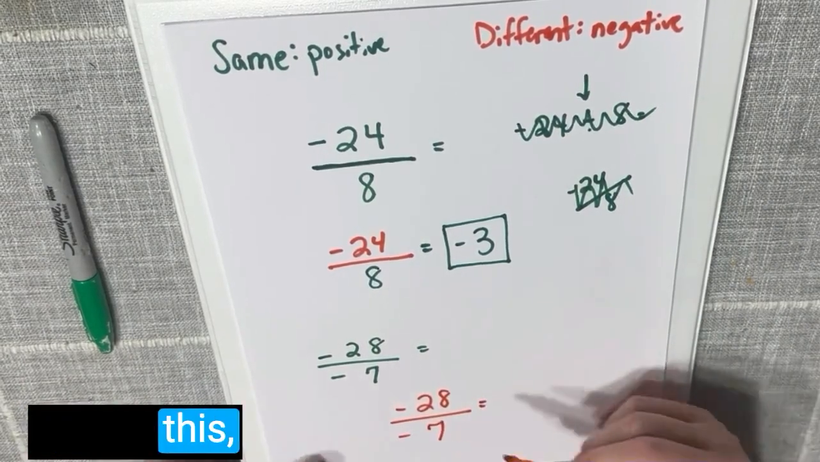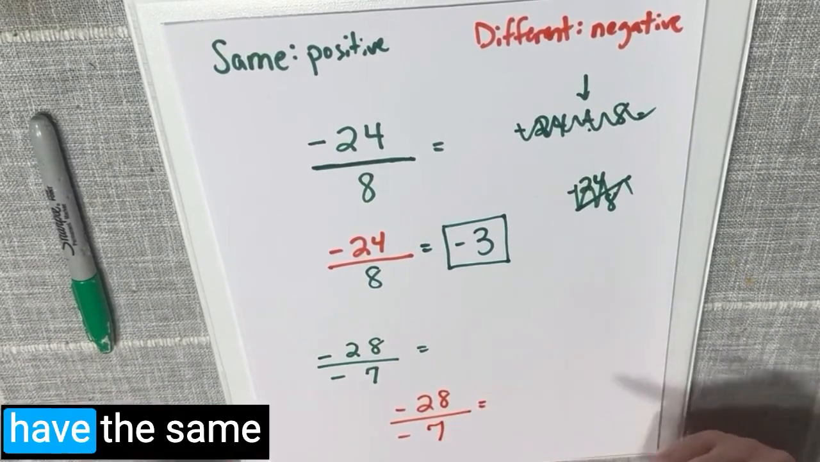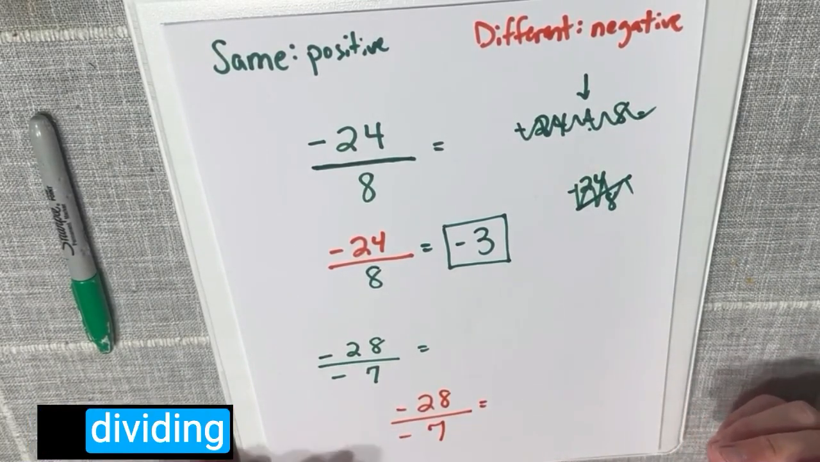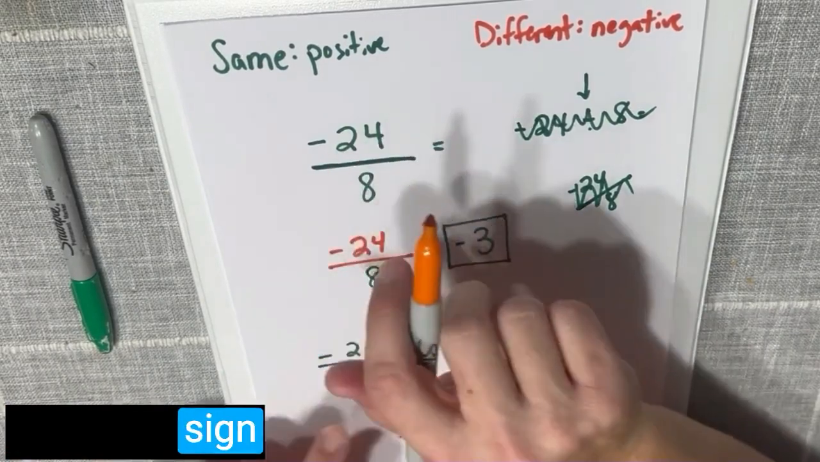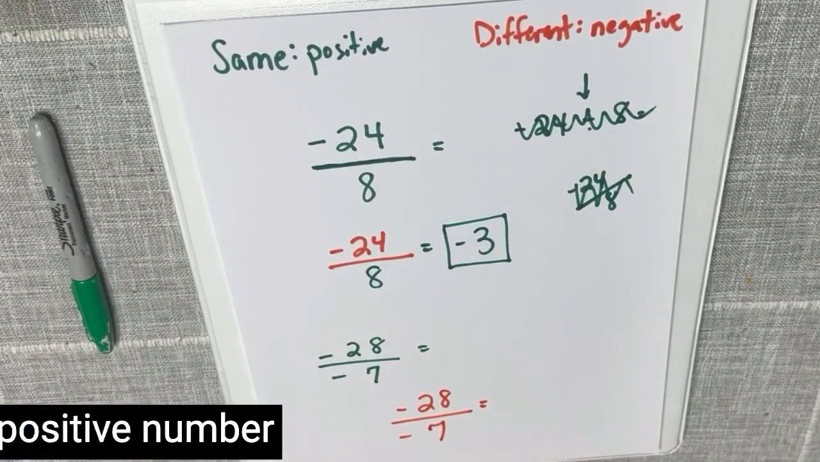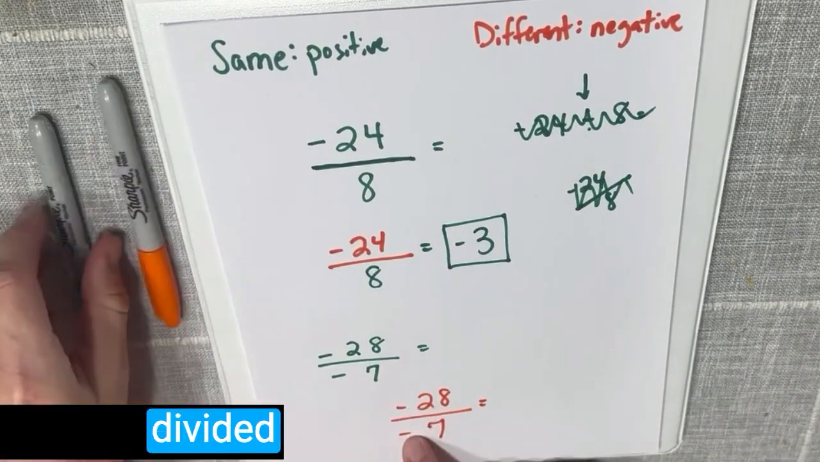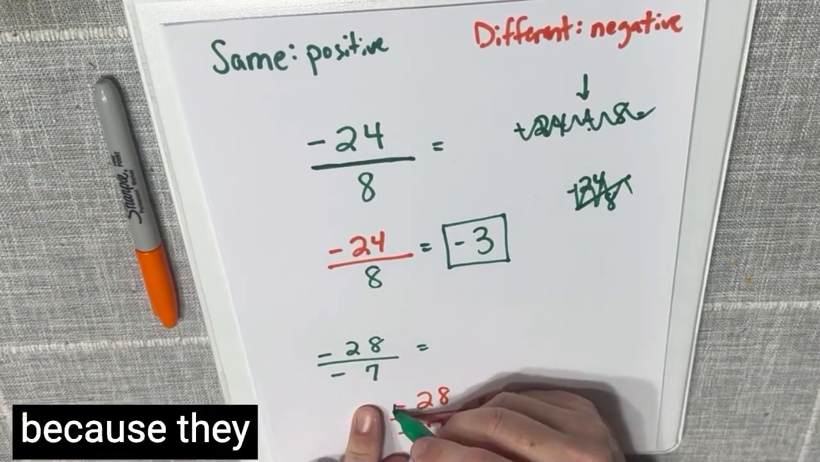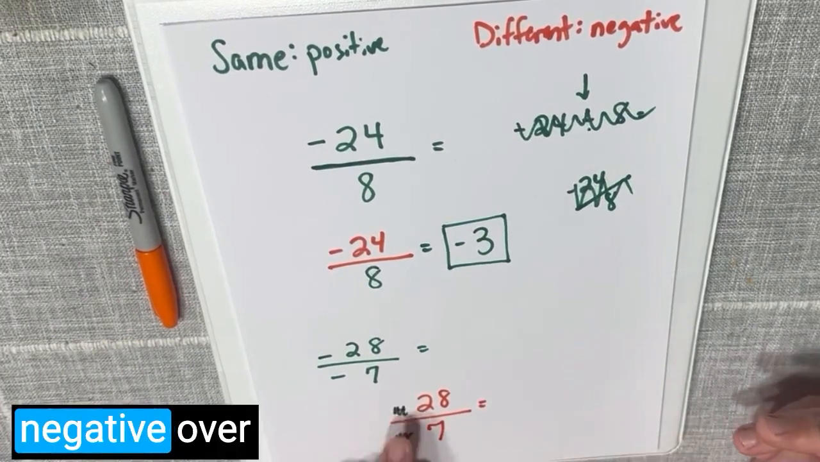But when we look at this, because they're both written in orange, that means they have the same sign. Okay, and when we're multiplying or dividing integers, we said if they have the same sign, the answer always comes out positive. So we know our answer is going to be a positive number because a negative divided by a negative is a positive. We're not even worried about the negative signs anymore because they basically just canceled each other out. Negative over a negative is a positive.